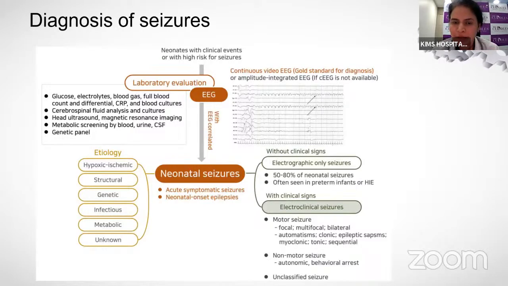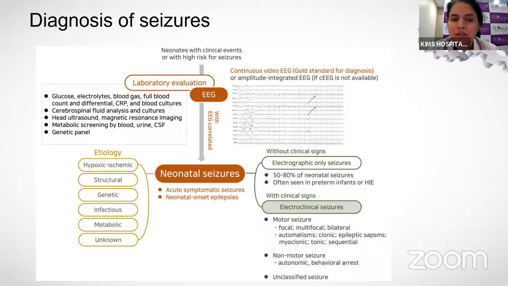So this is an algorithm for the etiological evaluation of a newborn with seizures, and it summarizes some of the things we have already discussed. In addition to the basic blood profile, or the first line blood profile, which would include blood glucose levels, serum electrolytes, blood gas, a full blood count differential and C-reactive protein as a part of sepsis screen and blood culture, one may have a very low threshold for performing CSF analysis to rule out meningitis.